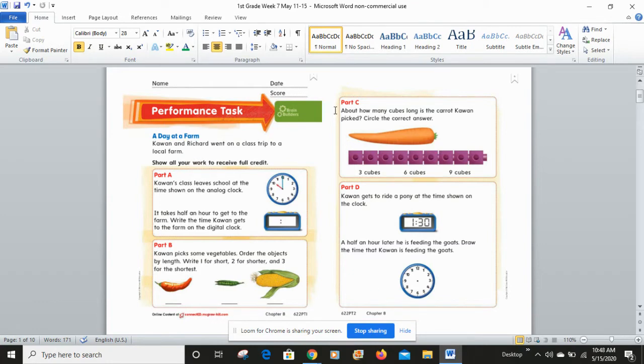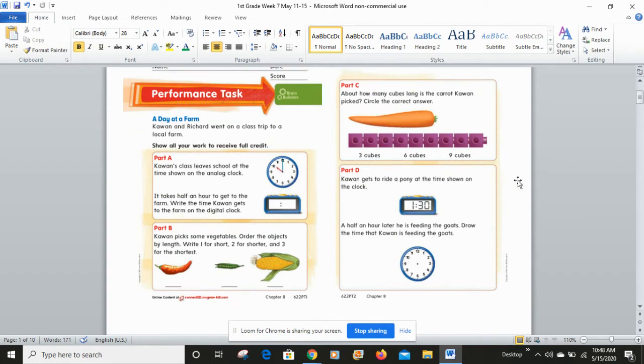Over here on part C, about how many cubes long is the carrot Kwan picked? Circle the correct answer. So this is using one of those non-standard measurements again. We're using cubes to measure the length of the carrot. So how many cubes long is that carrot?